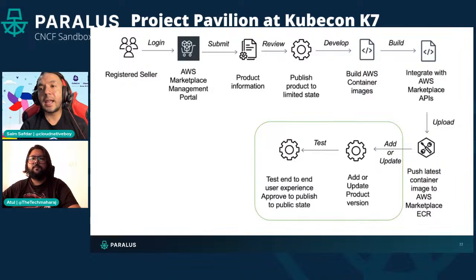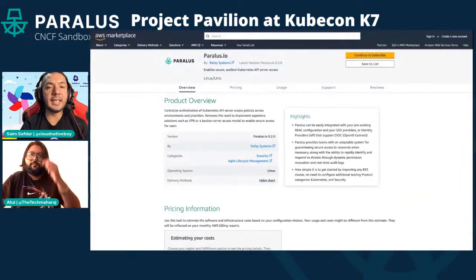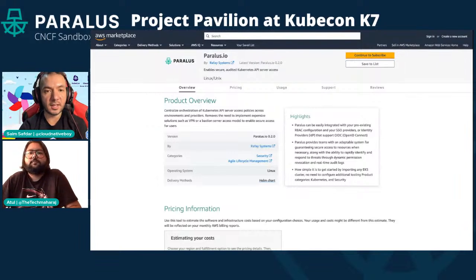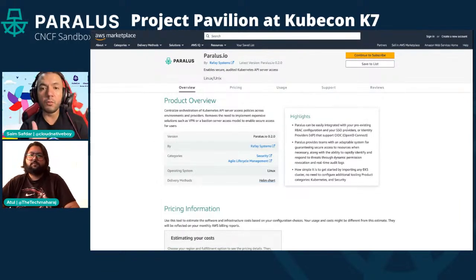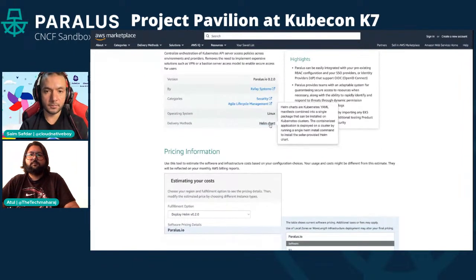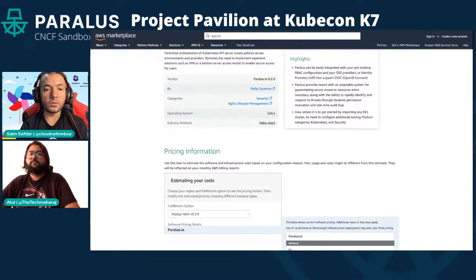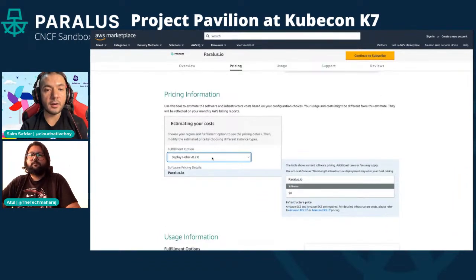So let me go straight to the marketplace to see how this information actually looks. I will definitely see more and more people trying this out. You can search for Paralus in the search bar, but I've already searched and landed on the Paralus page. This gives you the description of what Paralus does, and then there's a highlight of what we feel is highly achievable by using Paralus. Then you go to the Helm chart. This shows which version we're using, and this is the latest version of the Helm chart.